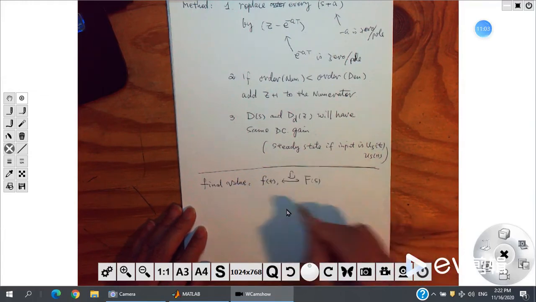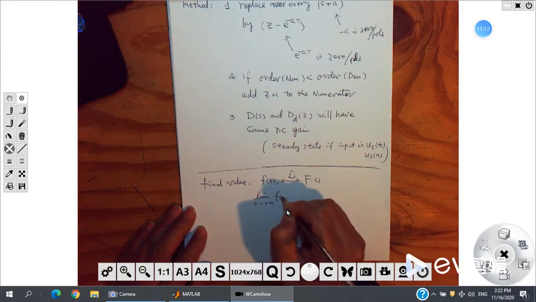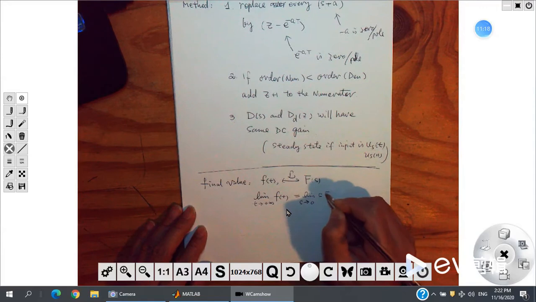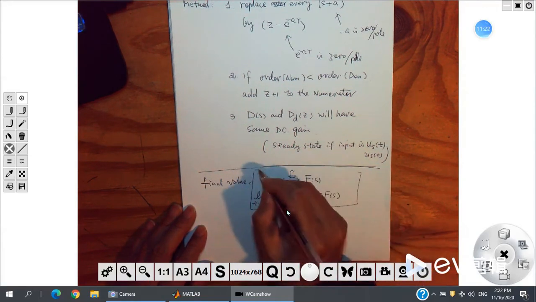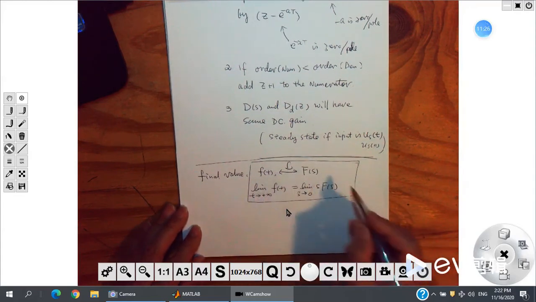This is a continuous case, analog case. Then the final value is the limit as t goes to infinity of f(t), which equals the limit as s tends to 0 of s times F(s). This one is for the analog signals, continuous time signals.